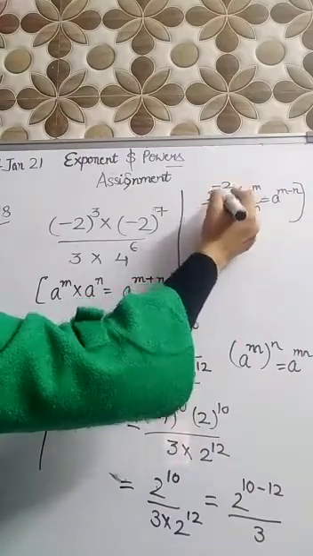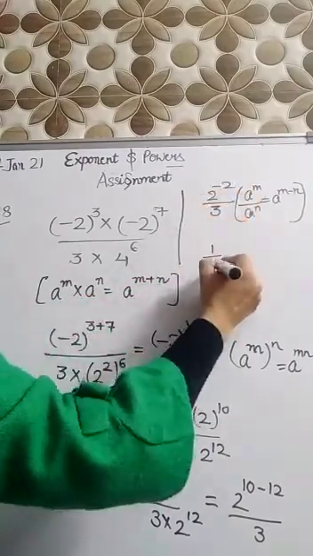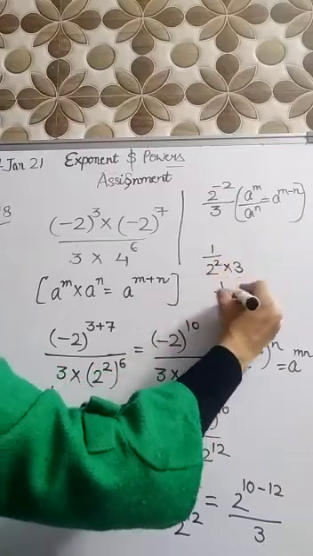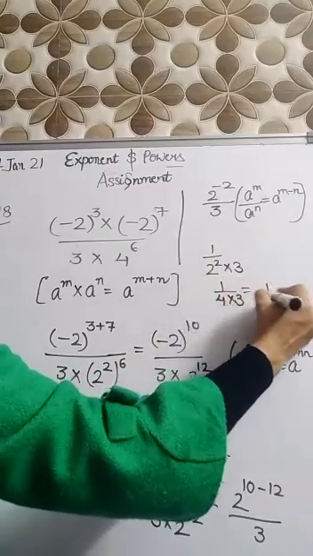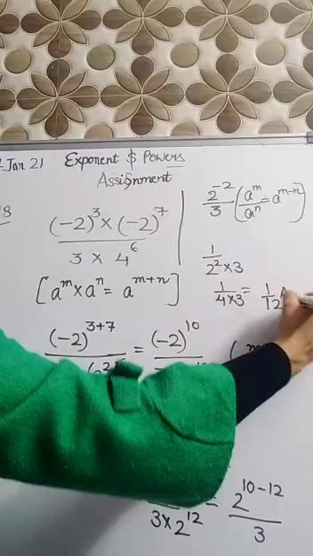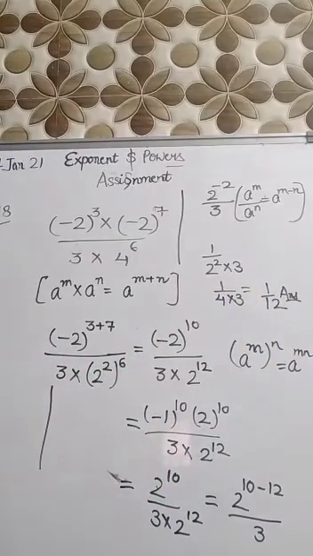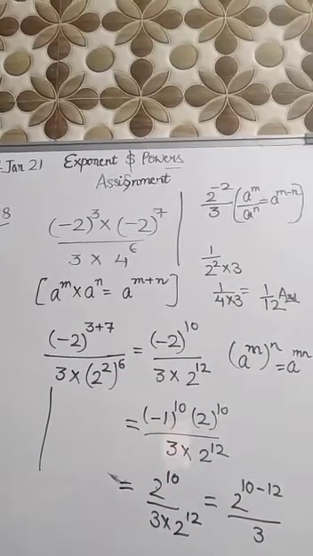Now again the power is negative, so it will become 1 upon 2 raised to power 2 into 3, that is 1 by 4 into 3, that is 1 by 12. So your answer is 1 by 12 for this after simplification.